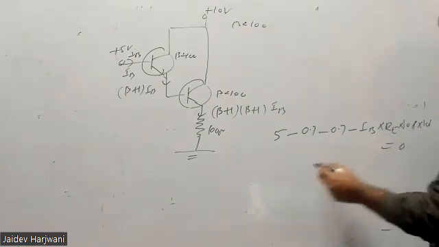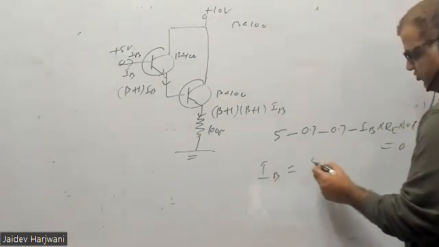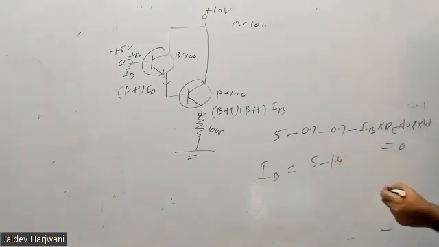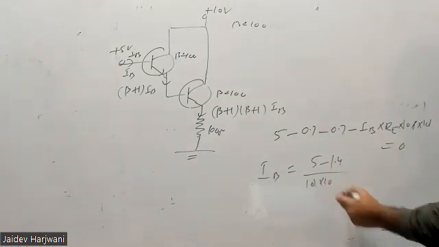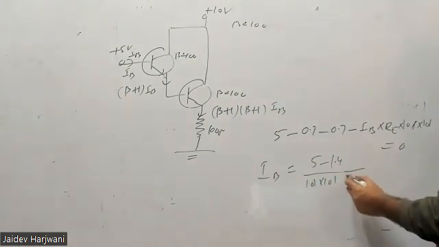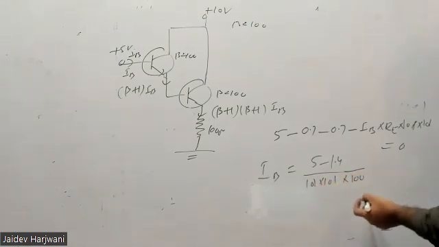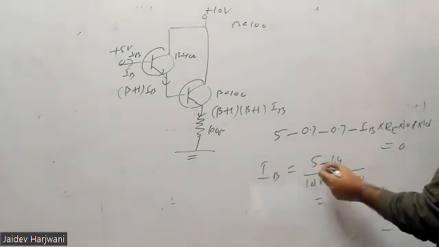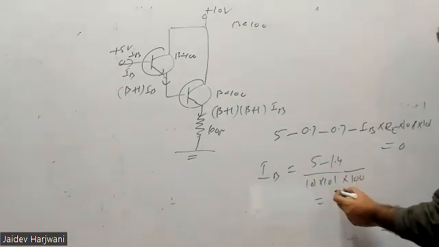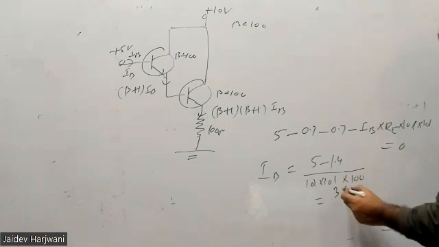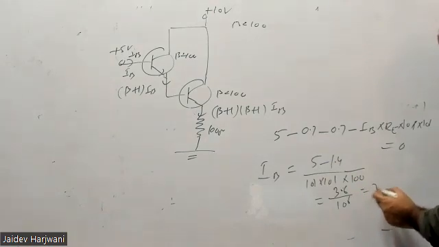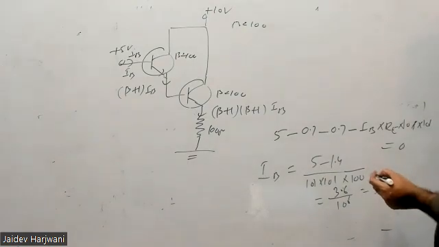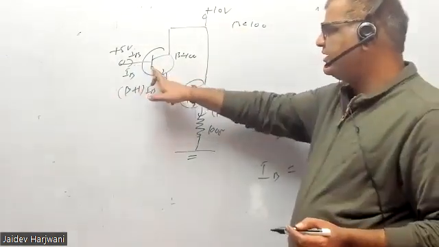So basically I want now my IB that should be equal to 5 minus 1.4, okay, divide by 101 into RE is 100. So basically 10 to the power 6, इसको भी 100 मान लो. तो 5 minus 1.4 कितना आता है? 3.6. 3.6 and 10 to the power 6, 2. तो आंसर 3.6 माइक्रो एम्पियर आ रहा है क्या? चेक करो, 3.6 माइक्रो एम्पियर.